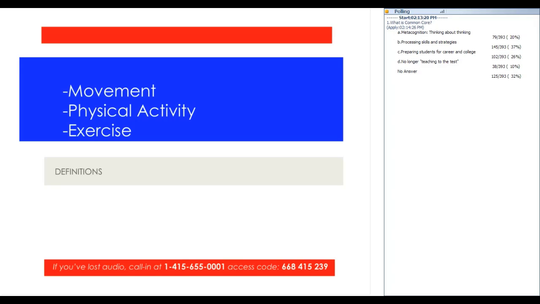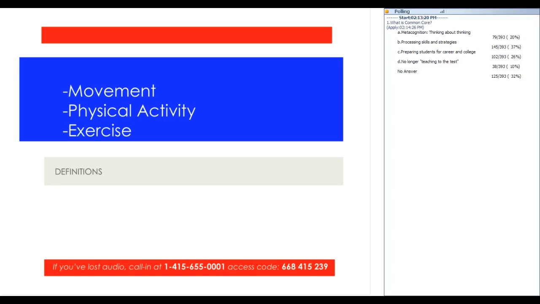So now that we know what kind of a definition, if you will, of Common Core, what makes it different, and a definition of physical education, let me give you some definitions that are coming from the neuroscience. You hear me talk about movement, physical activity, and exercise. So what are the definitions? Movement is the big umbrella that means not being still. Shaking your hands would be a form of movement. Standing up and doing a jumping jack would be a form of movement. So it encompasses all movement, not being still.